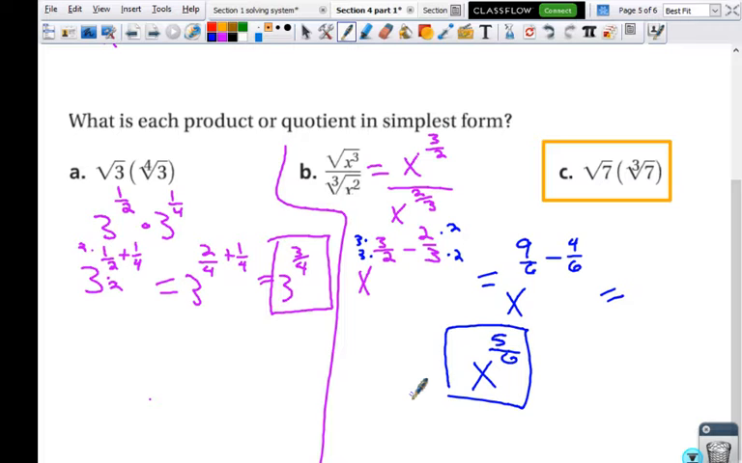Alright. Last in-class problem. I want you to simplify part C. So on your own, simplify part C, then check with somebody sitting by you.